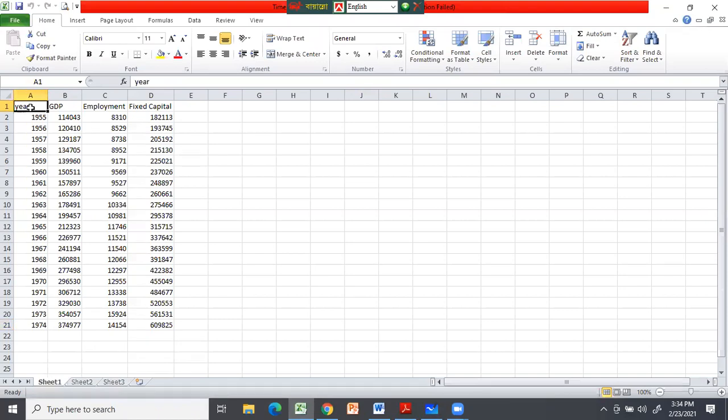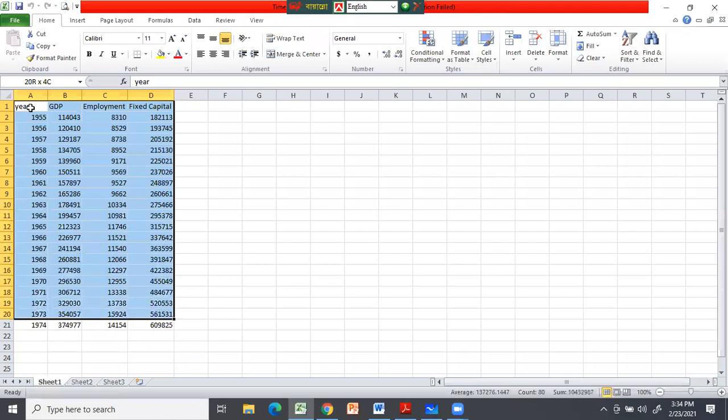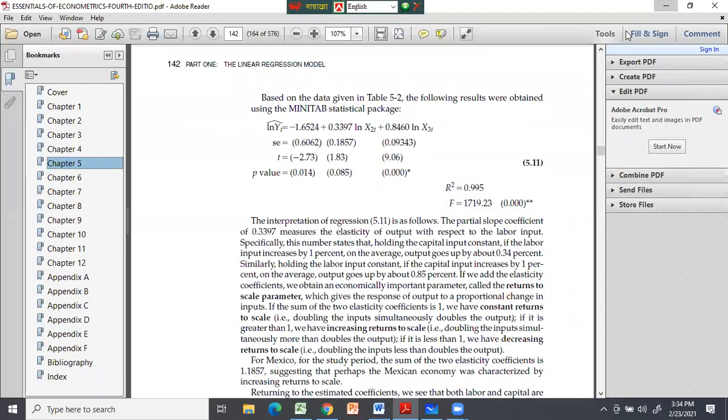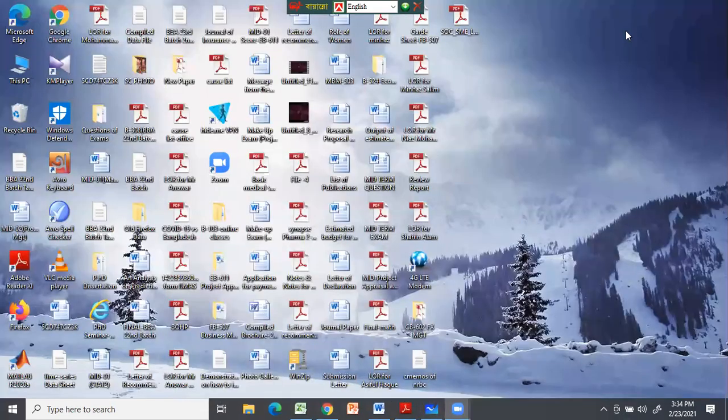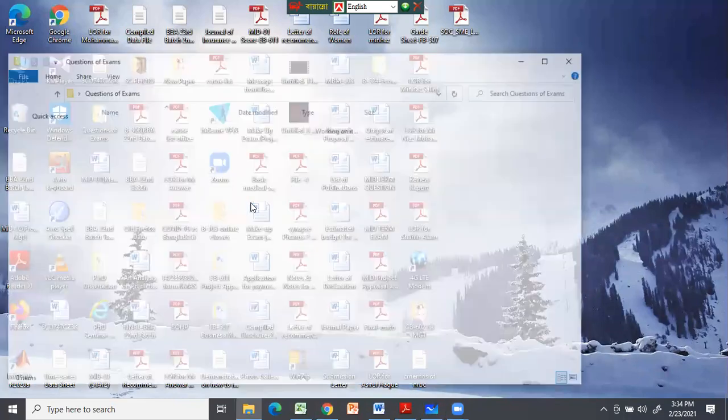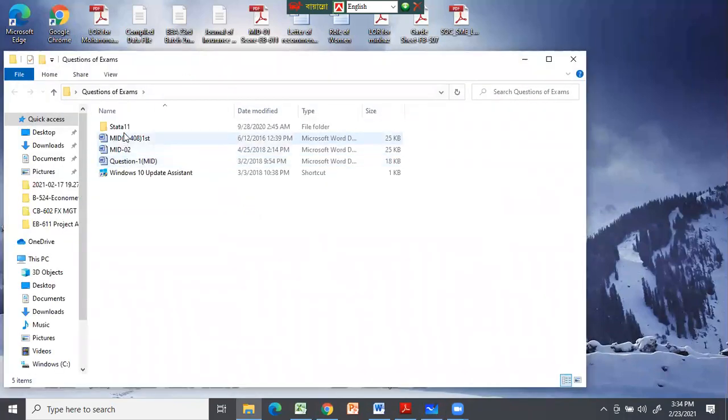This is the total data set, which is written in the Excel. So first, copy the data from the Excel sheet. Then you will have to paste it in your Stata.